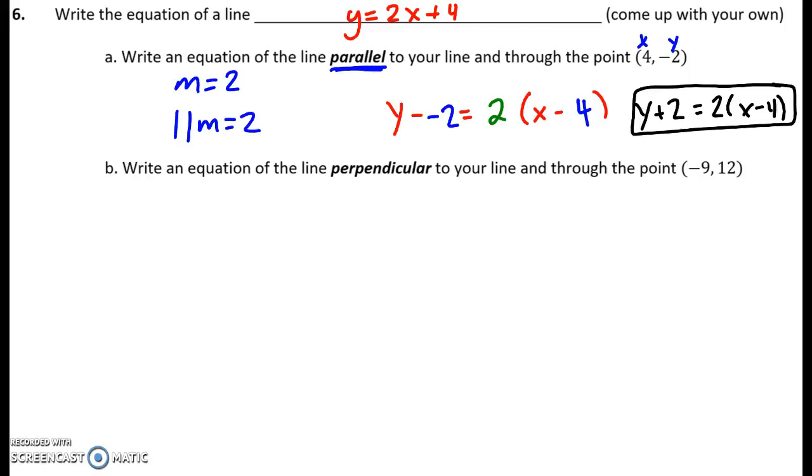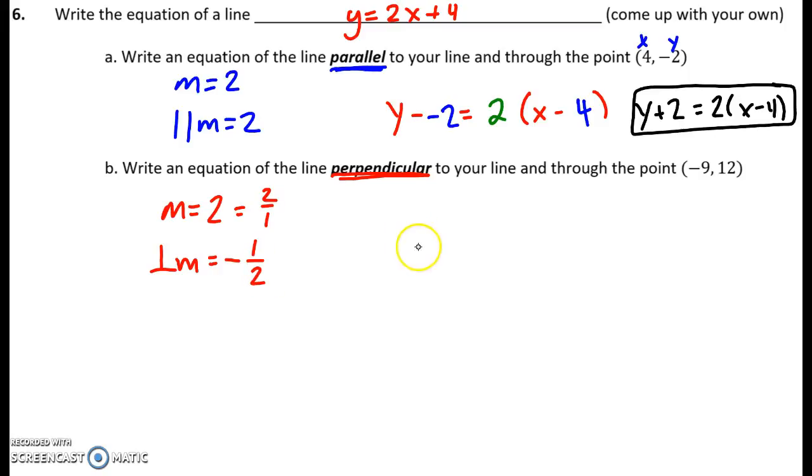Part B wants you to write the equation of a line that is perpendicular. Remember, perpendicular means opposite reciprocal. So the slope of my current line that I wrote is 2. If I make that into a fraction, that is 2 over 1. I know that my perpendicular slope has to be opposite, so since this is positive, I need to make it negative. And since it is a reciprocal, I need to switch the numerator and denominator, so that becomes 1 over 2.